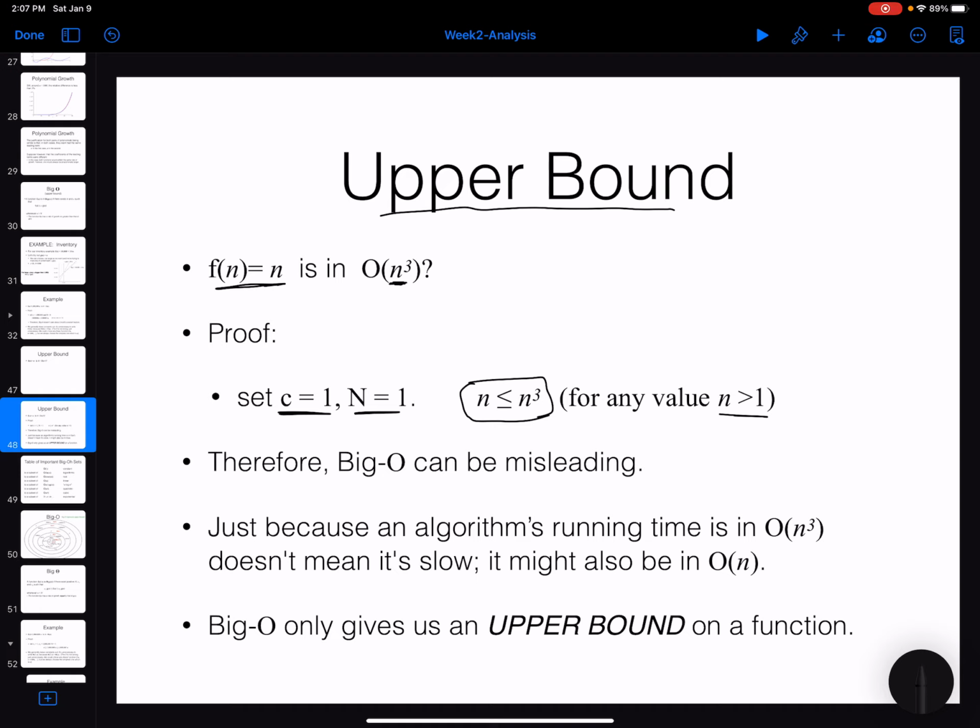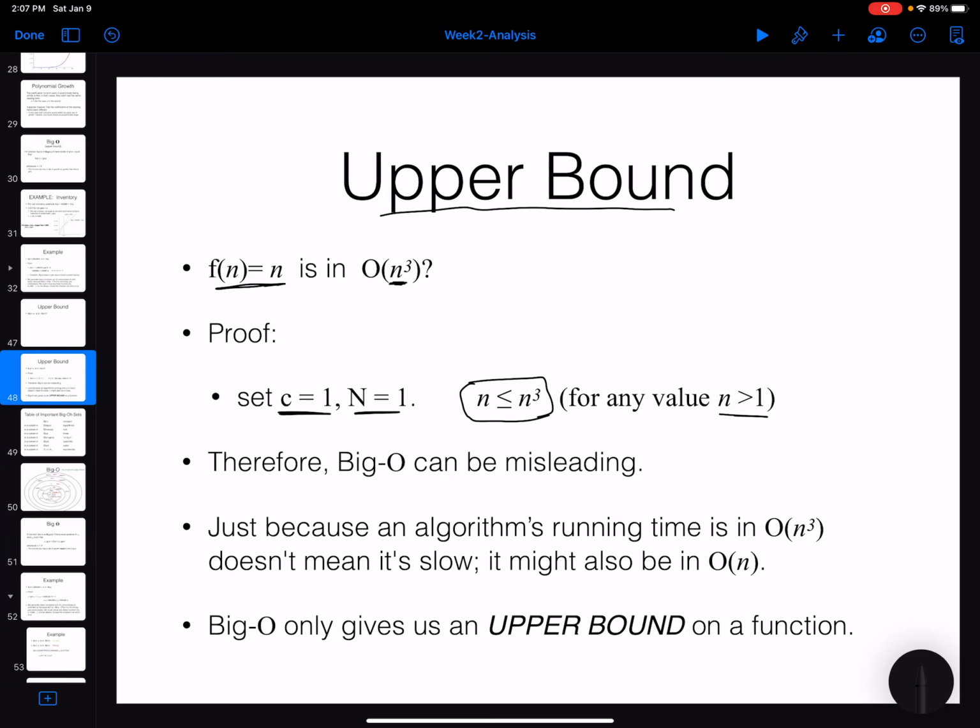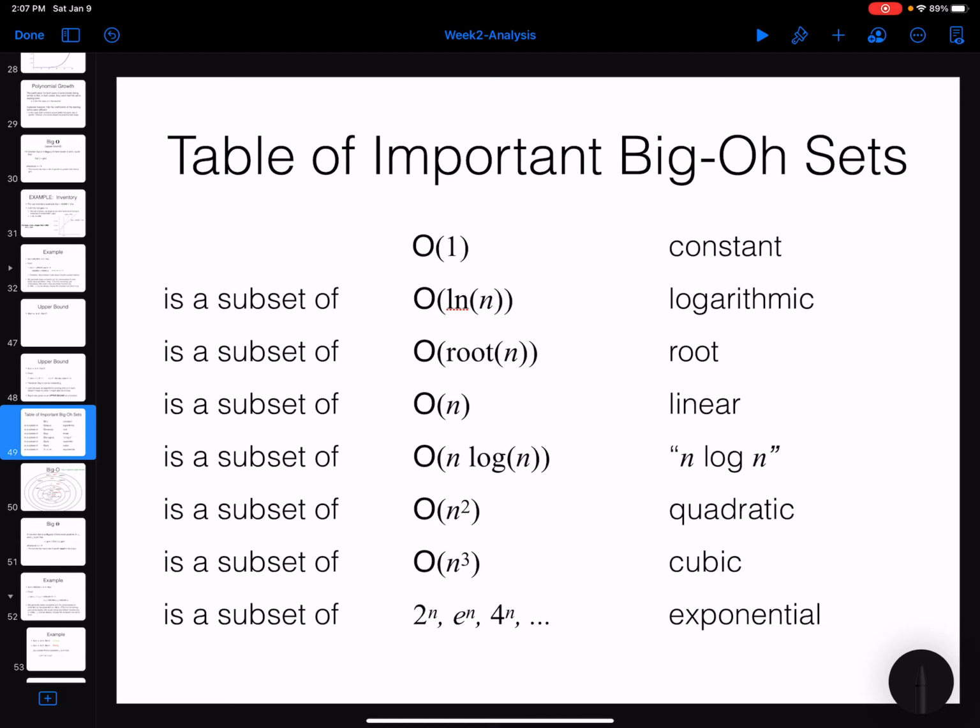That's where we introduce another notation that we call theta. But before I go to explaining the theta notation, I'm going to show you a table of all the important big O sets that we have.